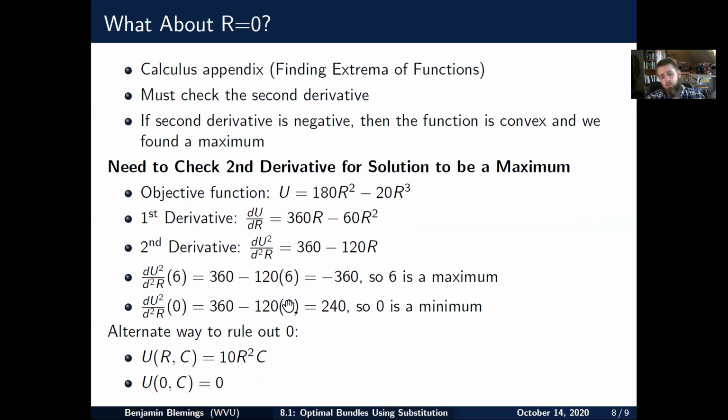So just to give you some extra intuition on the problem, remember that our utility function as a function of ribs and chicken is 10r squared times c. If you put 0 in there for r, as we found, this utility number is 0, regardless of what you put in there for c. So that's another way to think about it, to gain some intuition on the problem.